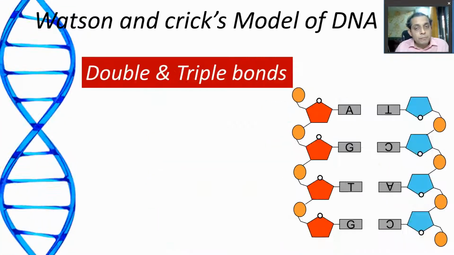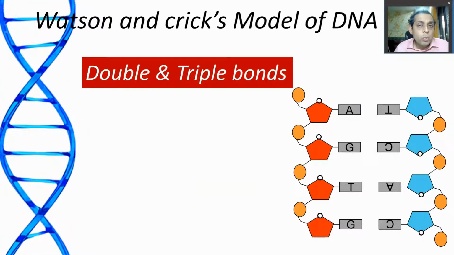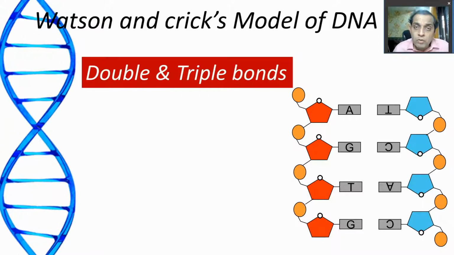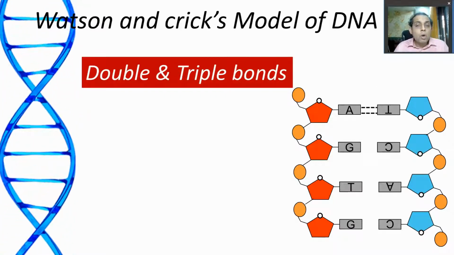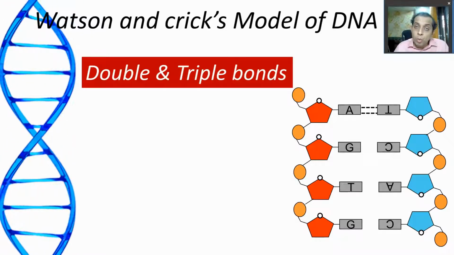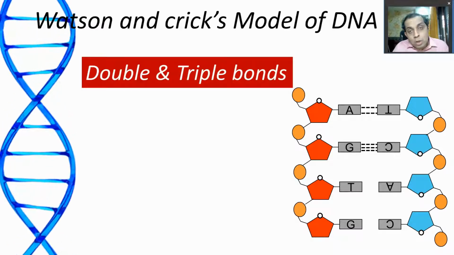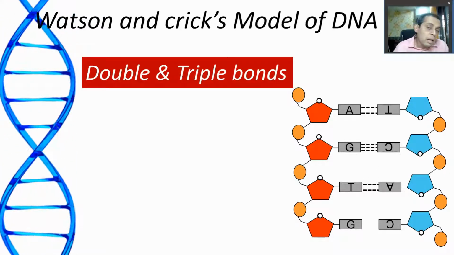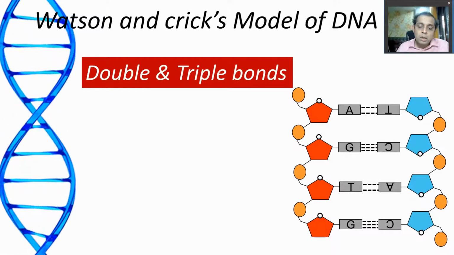That's the base pairing. Now, there are double and triple hydrogen bonds between the two strands of the DNA. For example, adenine and thymine always show a double weak hydrogen bond. Cytosine and guanine always show triple bonds. Again, adenine-thymine double bonds and cytosine-guanine triple bonds. This is very important.